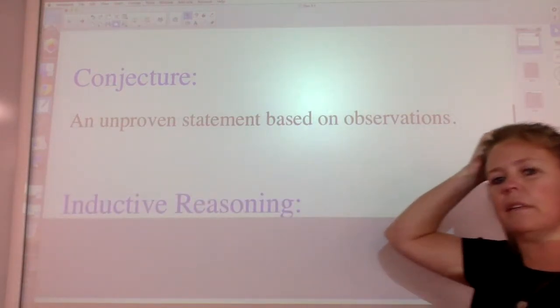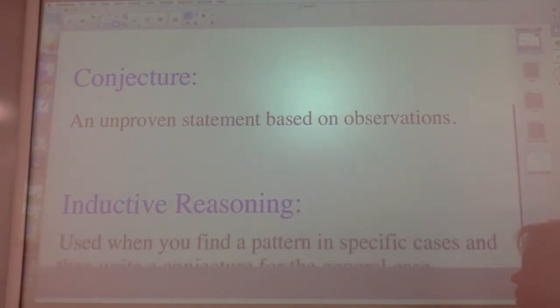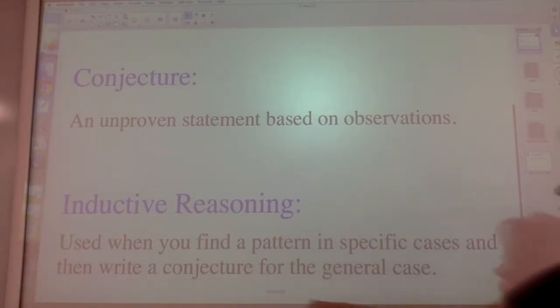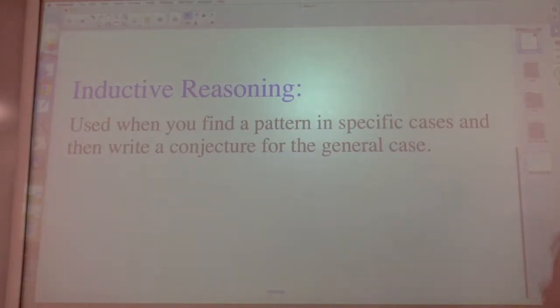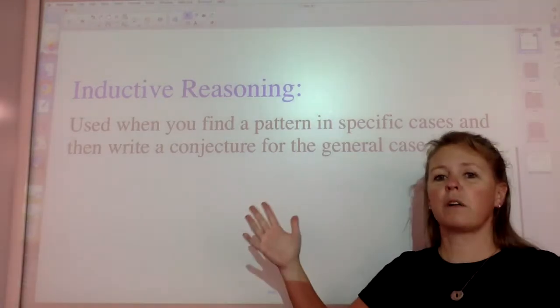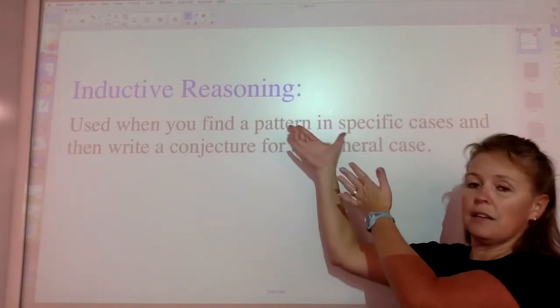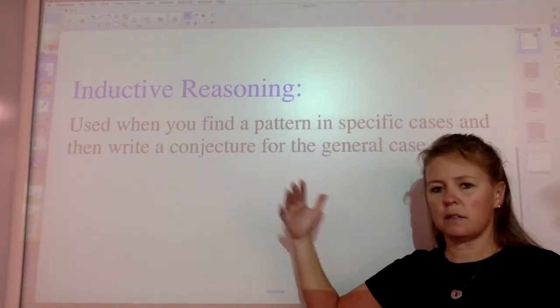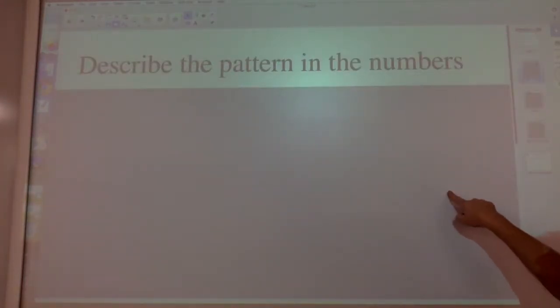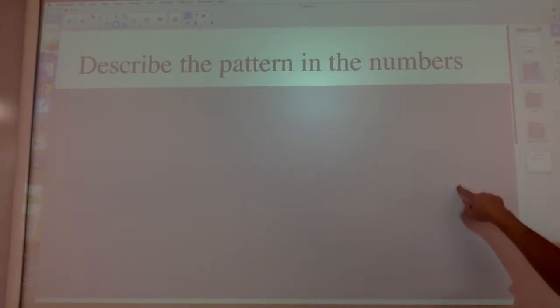We are going to do inductive reasoning from there, which is used when you find a pattern in specific cases, and then you write a conjecture for the general case. You find a pattern in a specific case, and then you're going to write a conjecture for the general case, basically saying it works all the time. Here's an observation in a specific pattern, but the conjecture says this is going to work pretty much all the time. So conjectures and inductive reasoning.